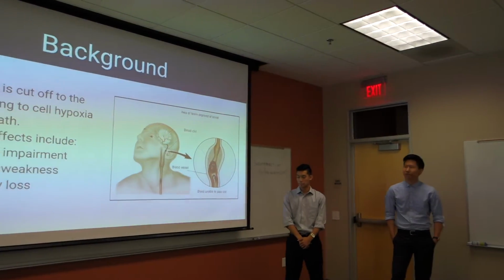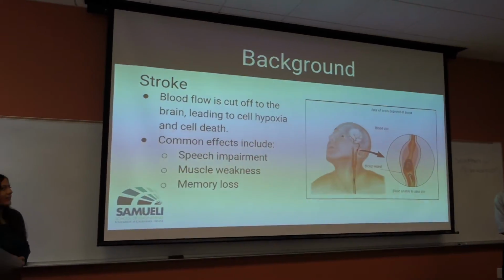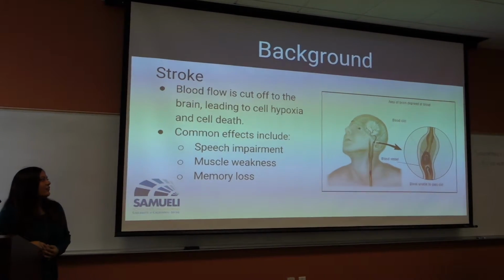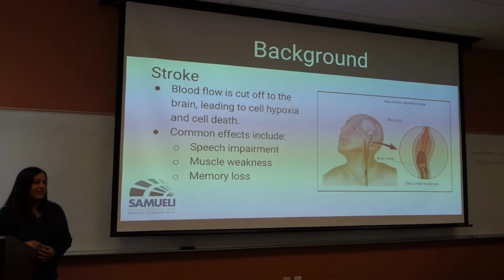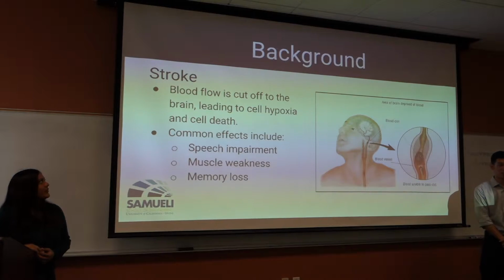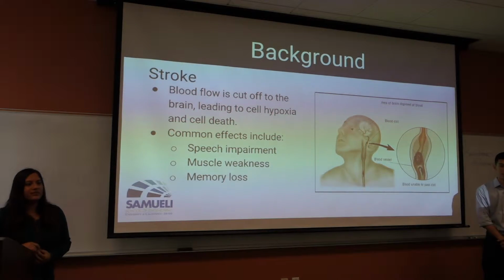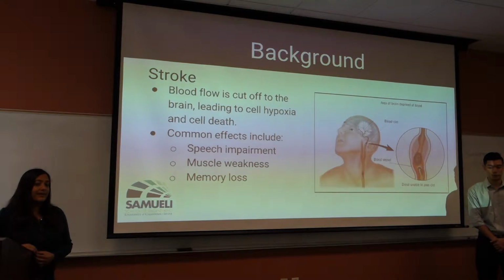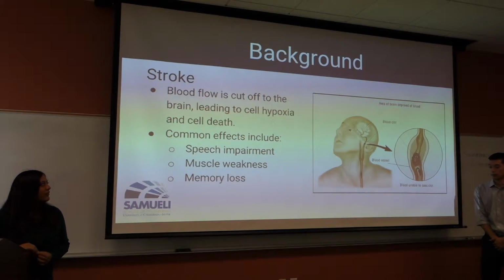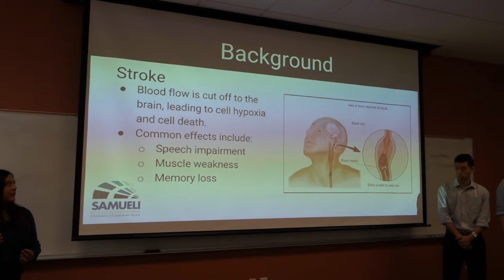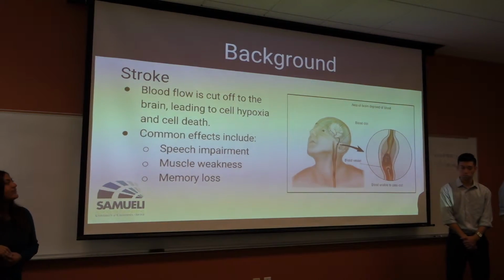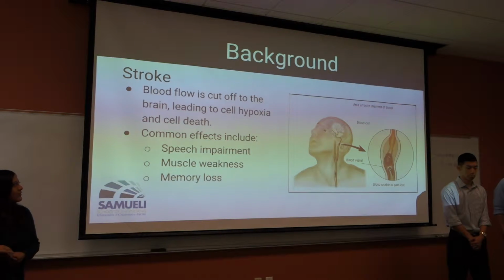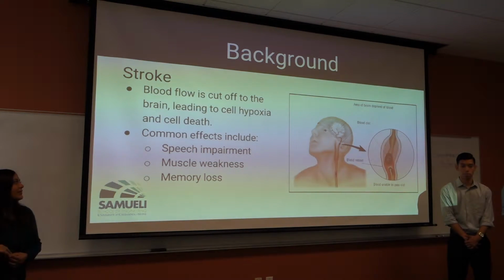So before going into what our project involves, I'd like to give you all a little bit of background information. Our project targets stroke patients, and strokes occur when blood flow is cut off to the brain, which can lead to cell hypoxia and ultimately cell death. Depending on the part of the brain that is affected, the body elicits various physiological responses. Some of these responses can include speech impairment, muscle weakness, and memory loss.